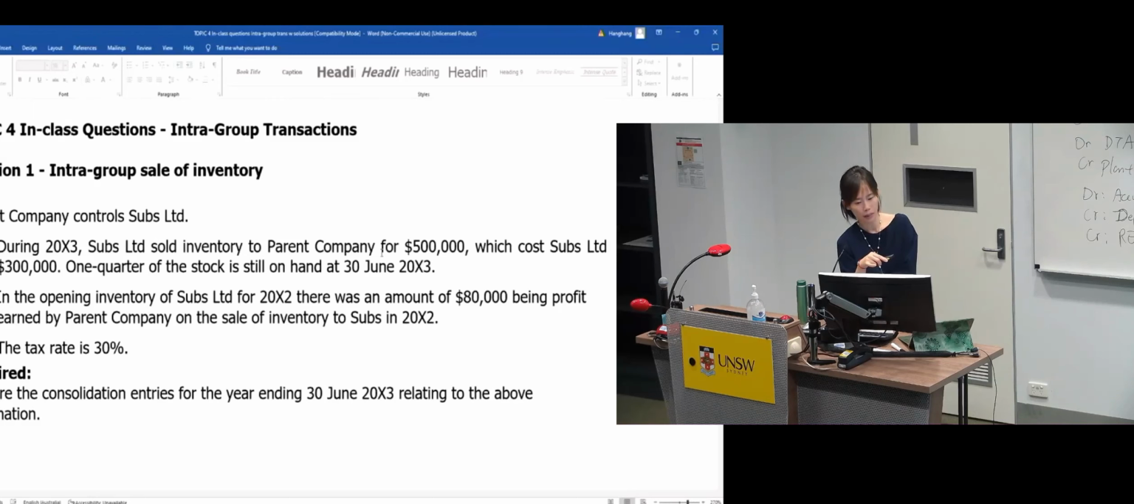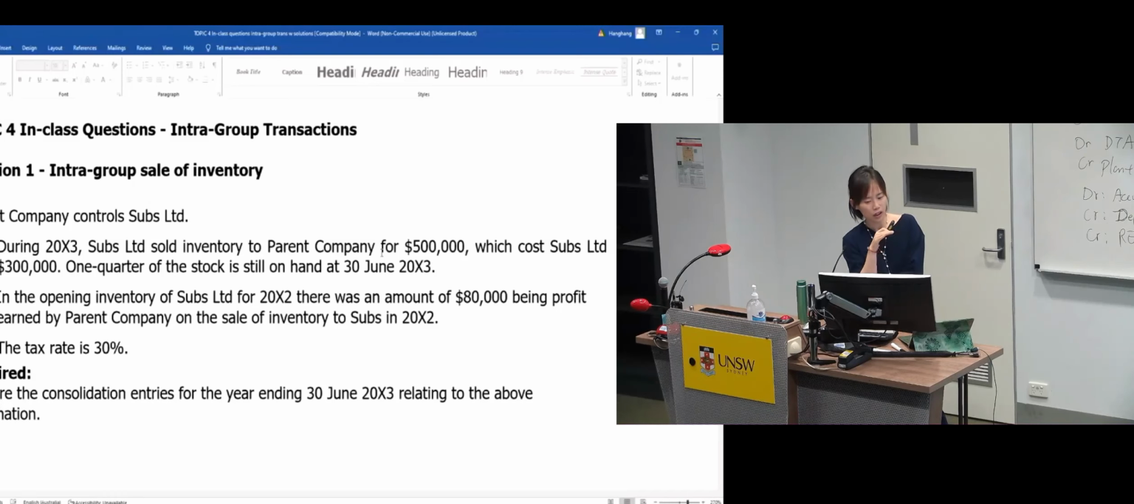The first intragroup transaction took place in the current year because it's during year X-ray, right? Subsidiary sold inventory to parent for 500,000, that is the intragroup transfer price. The original cost is 300,000. Now, 1/4 of the stock is still on hand at 30 June X-ray.